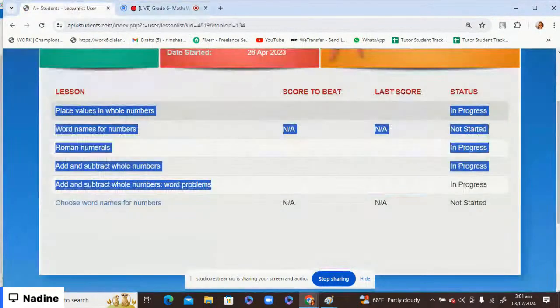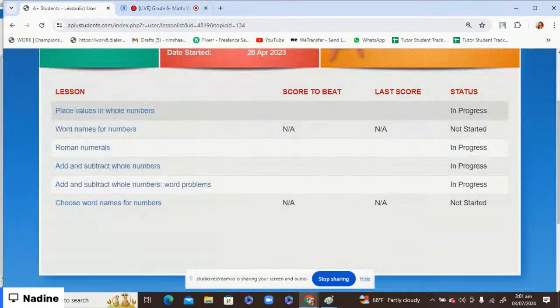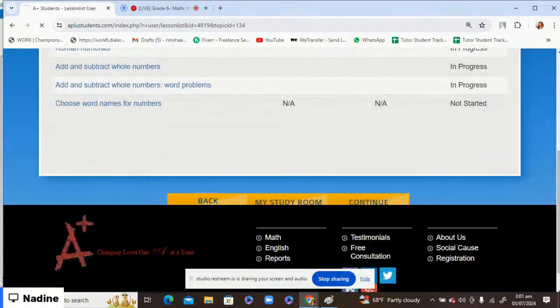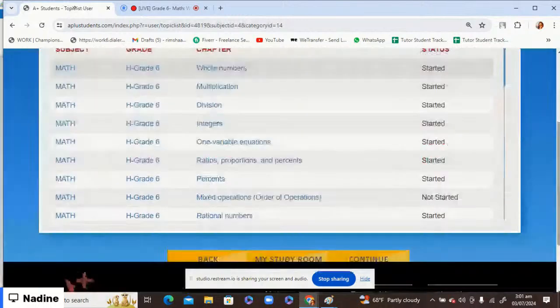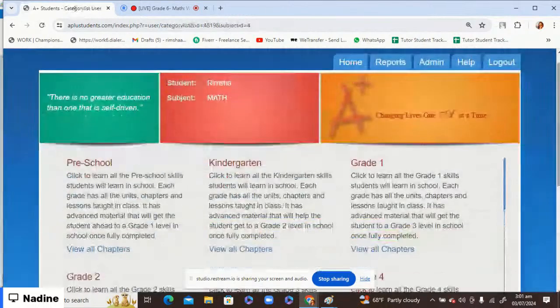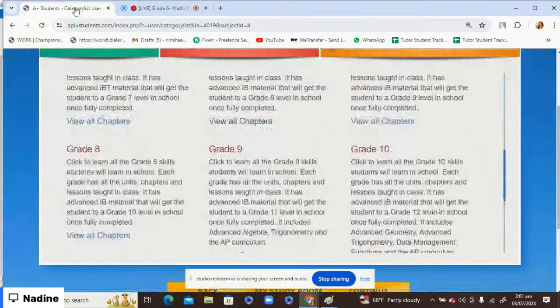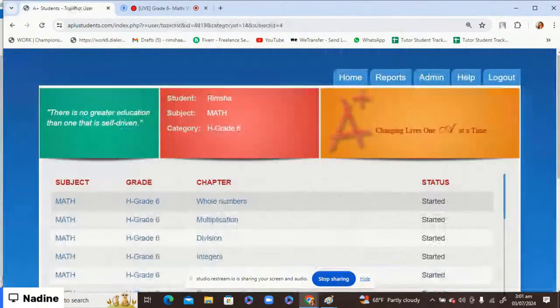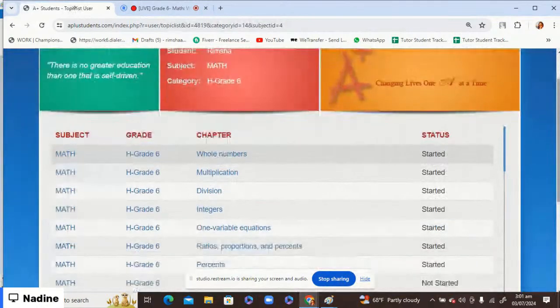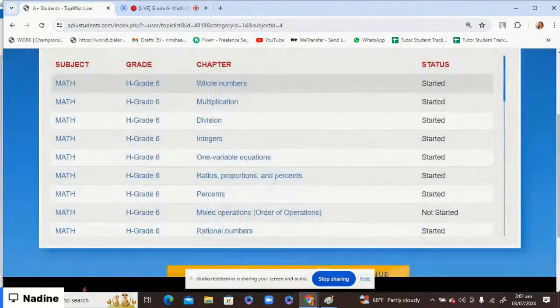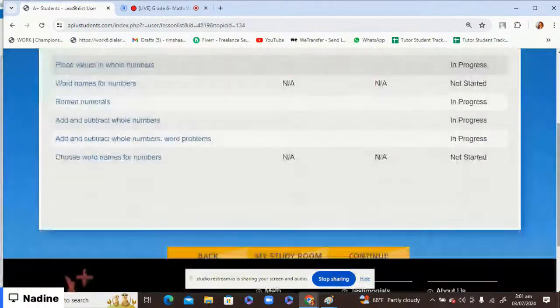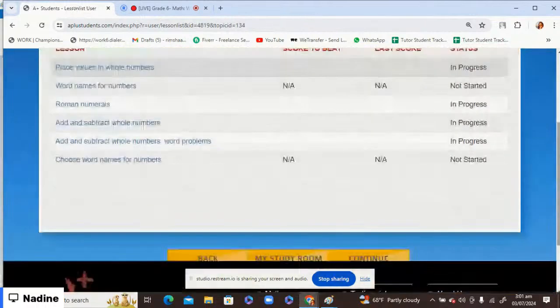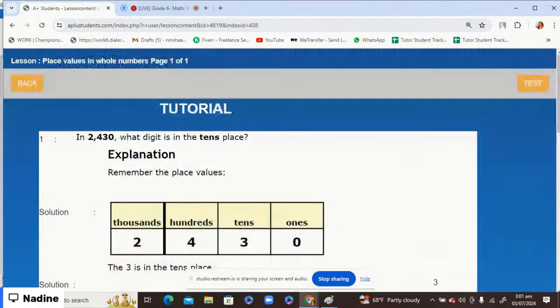Then here you can click the grade 6 maths, your subject app. Then here are the list of the chapters. You can click the first one because today we start the very first chapter, that is whole numbers. And here are a lot of lessons regarding the first chapter. Okay, so the first one, place values in whole numbers.